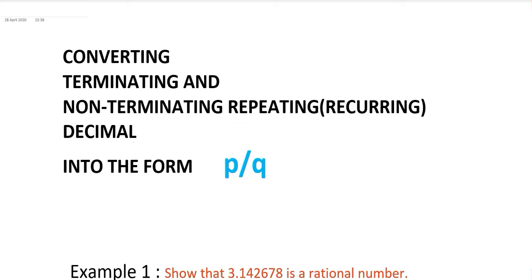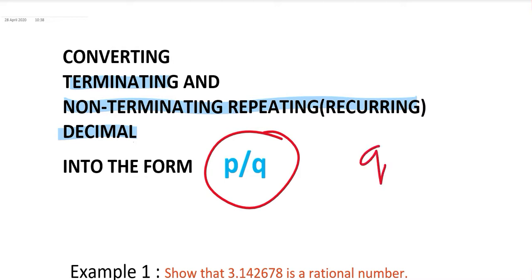Hello everyone. Today we are going to study the conversion of terminating and non-terminating but repeating decimals. We have already studied in our previous classes that every rational number is in the form of p by q, the rational number definition, where p and q are integers and q not equal to 0. Remember this, p and q are integers, and q not equal to 0.